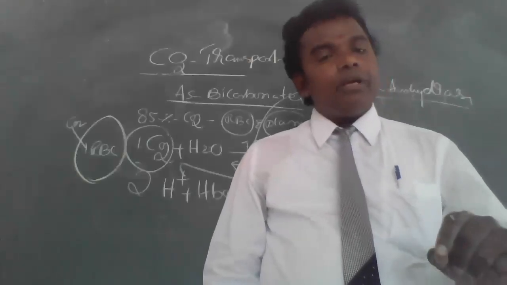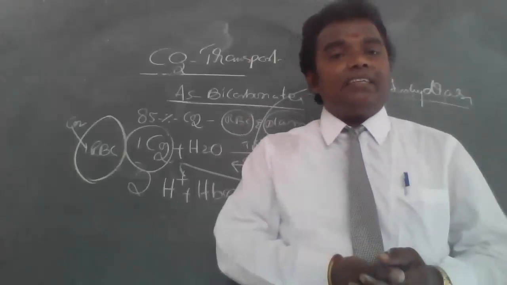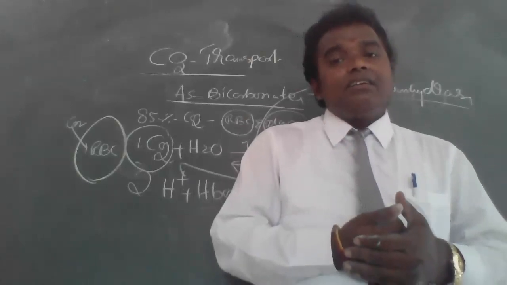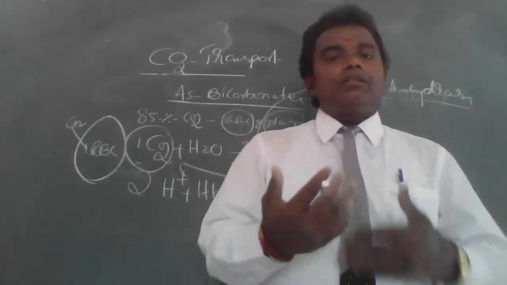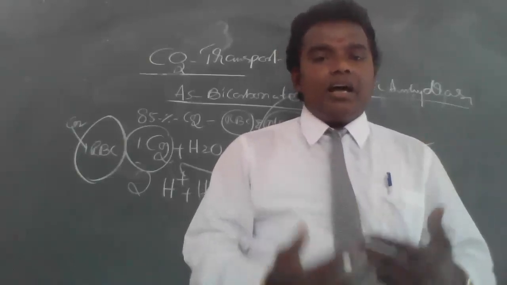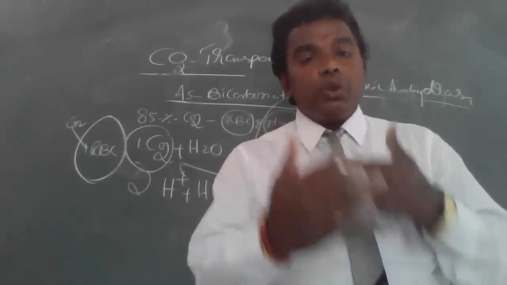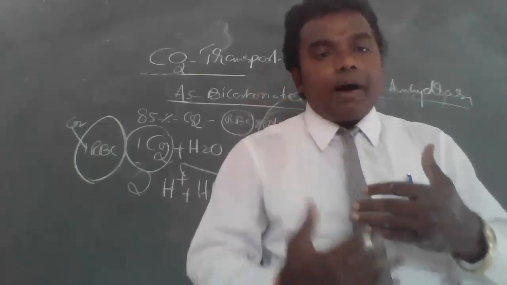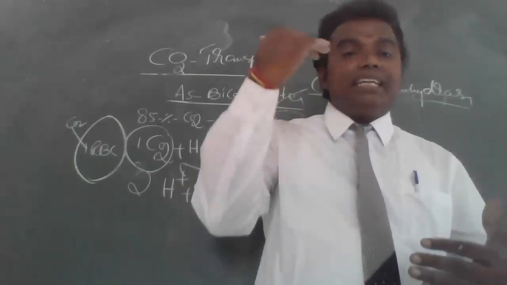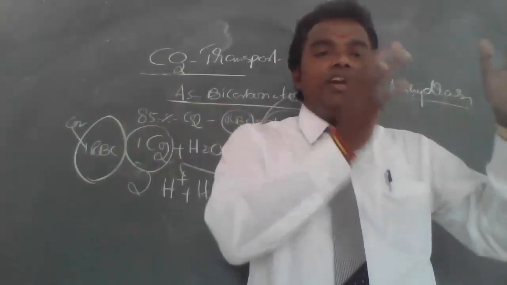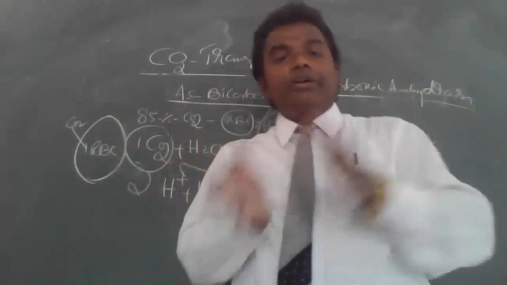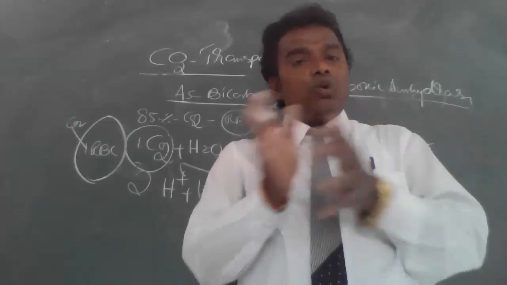Because in the RBC, which enzyme is present? I already told you about the enzyme. Carbonic anhydrase enzyme is present. Okay, Rekha, nice. Rekha and Bushra, excellent answer. So that's why, in the RBC, the carbonic anhydrase enzyme is there, and a huge amount of carbon dioxide diffuses from plasma into the RBC.